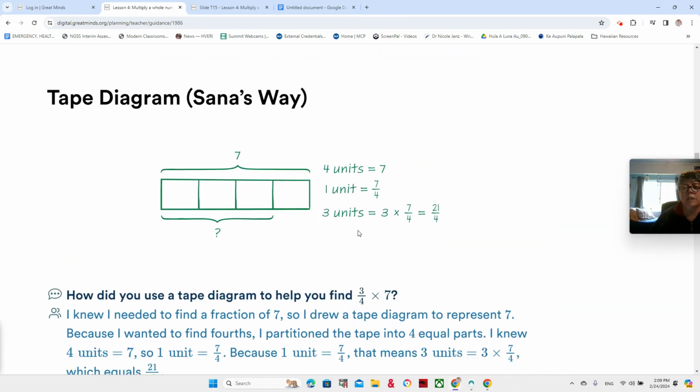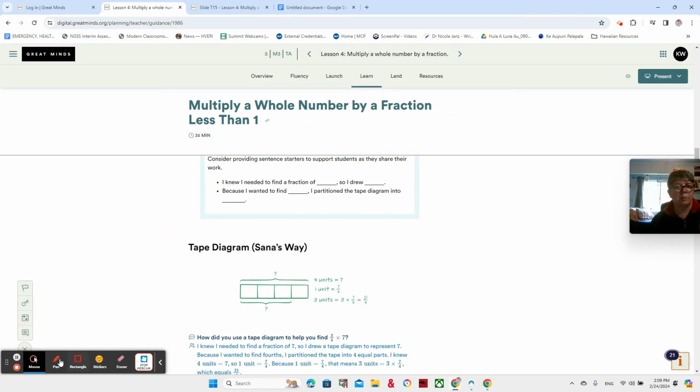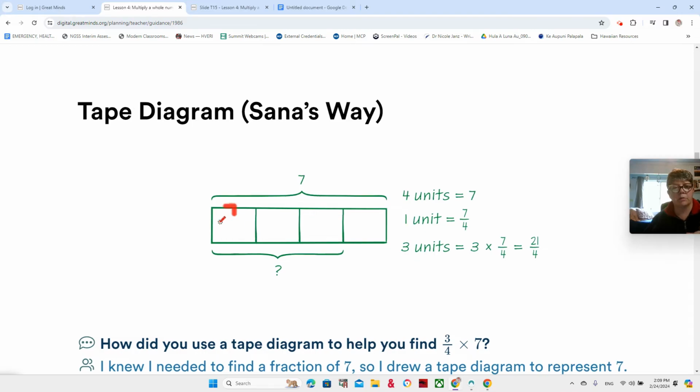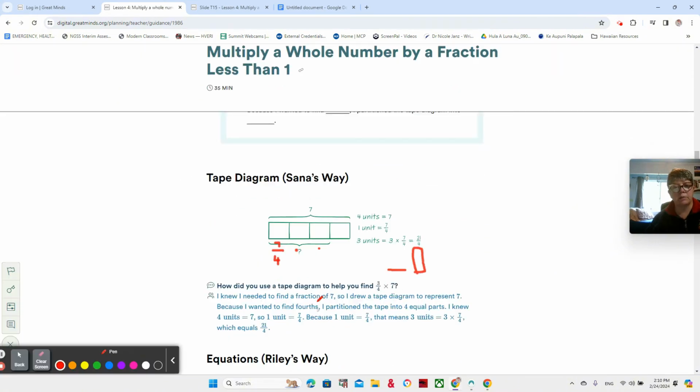Another fine way to do it is similar to what I did, but now we have 3 times the 7/4, right? Each box is 7/4, and there's 3 of those. 1, 2, 3. So 3 times 7/4 is 21/4. That's a very nice way to do it too.